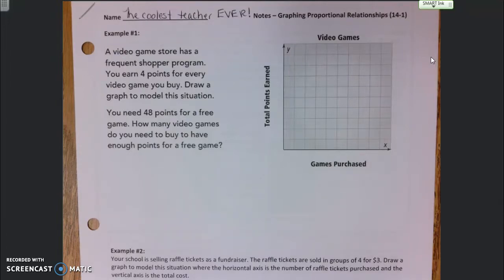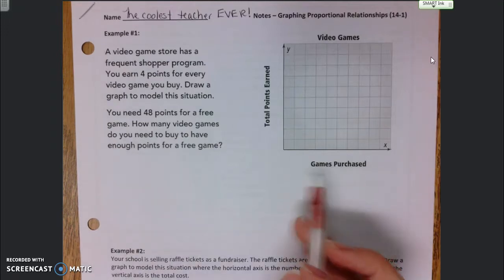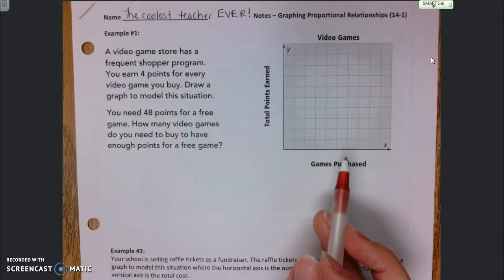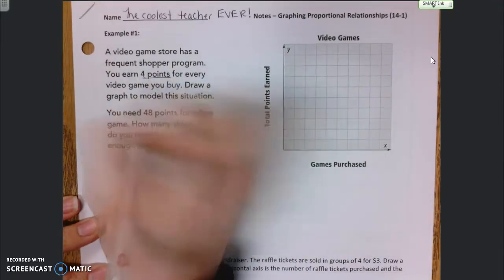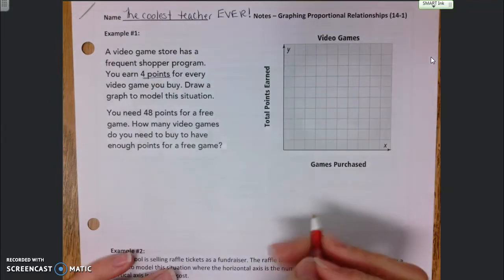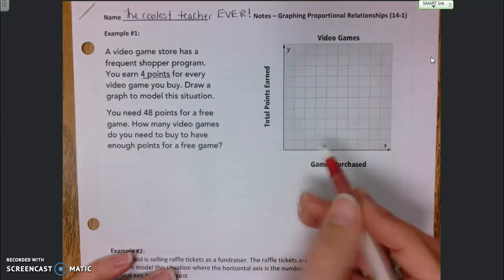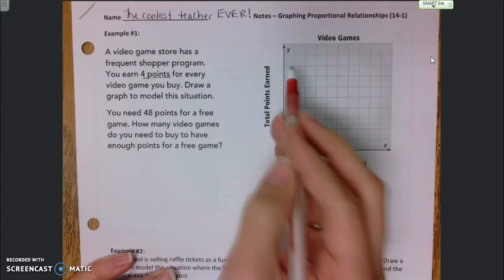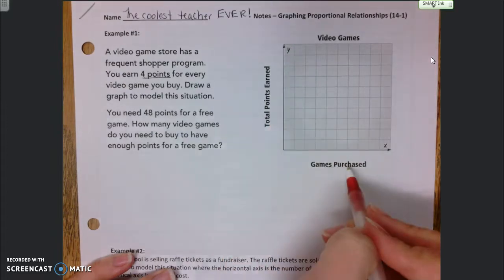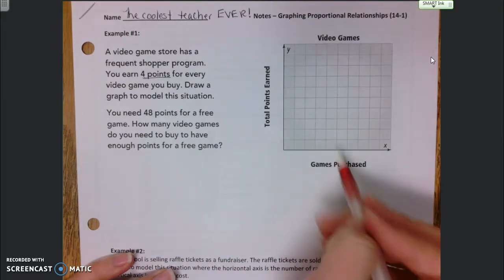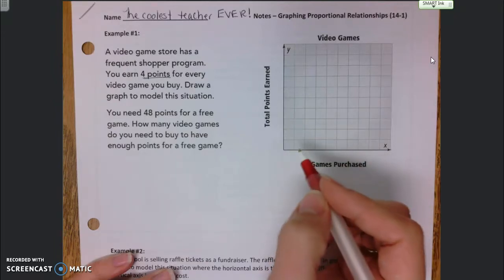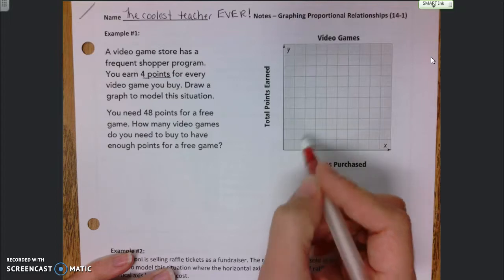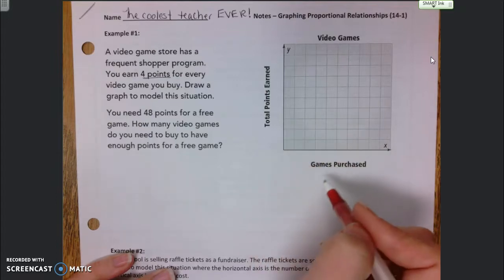When we look at this, you can say to yourself, well, I don't really know how I'm going to set up my graph just yet, but I want to look back at my information, and it says that I earn 4 points for every video game that you buy. So when I'm looking at my X and my Y axis, the X they've labeled as the games purchased, and the Y they've labeled as total points. So I'm going to have to figure out how to set up my scale on here.